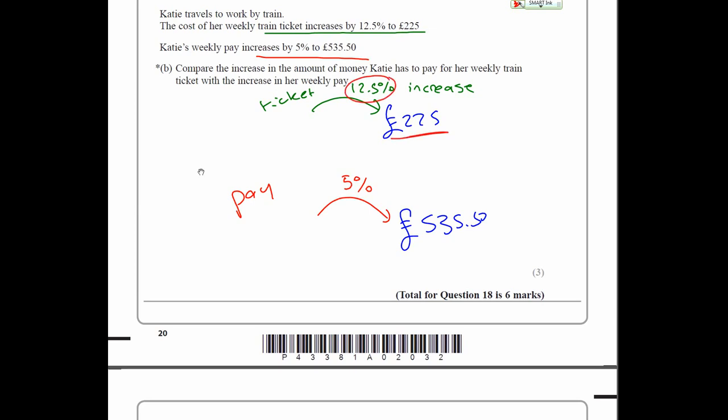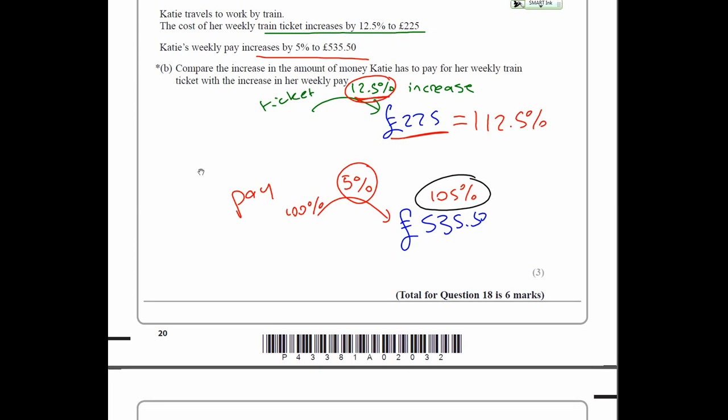So this is now 100% added on to 12.5. So that's how much percent we've got. Here we started with 100%. We've added on 5%, so this is 105%. In both cases, we're going to want to work out what we had originally. So let's do the easier one first, which is the easier number.